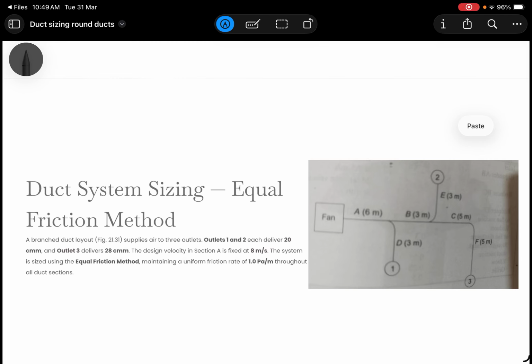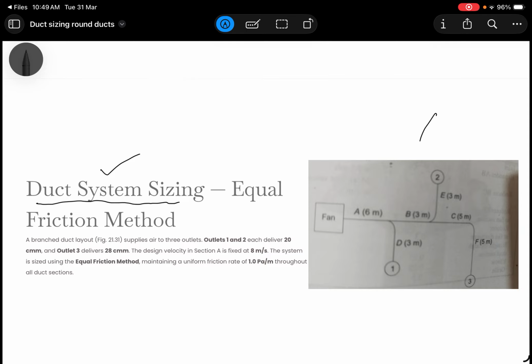Through this video, I plan to explain to you in very simple terms what duct sizing is and how we do duct sizing by the equal friction method. So the problem is as follows.